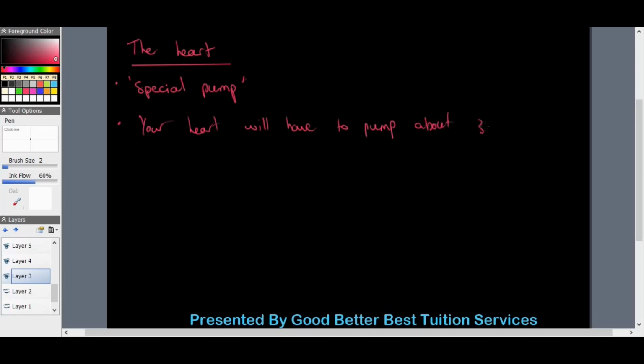That's a pretty large amount. 300 million liters of blood during your lifetime, unless your life is shortened, then not so much. Okay, but for your heart to be called a healthy, strong organ, it will have to pump about 300 million liters of blood in your lifetime.